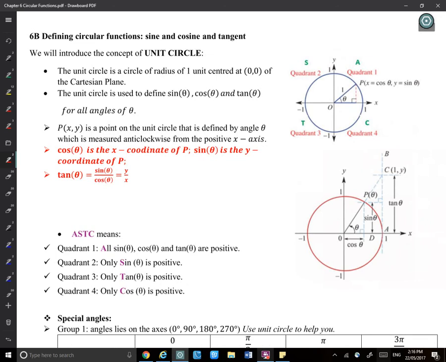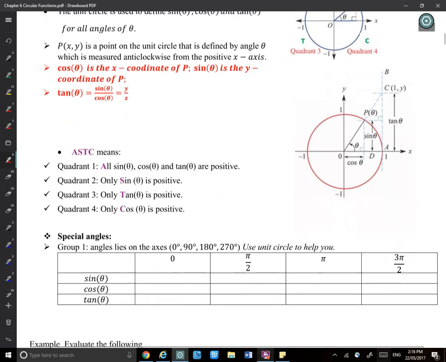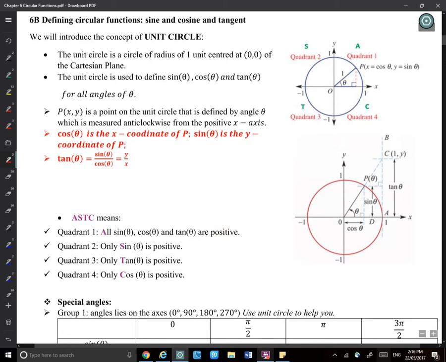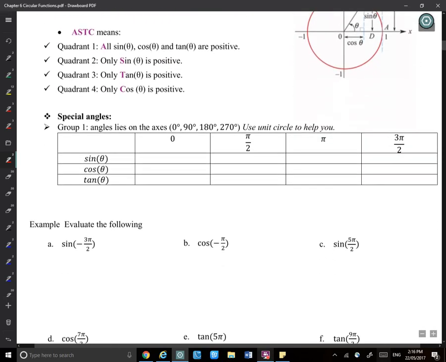Let's have a look at the next one. Next, we introduce the unit circle and I will go through everything with you. The intersection has an x value and a y value. The x value is the cosine value, the y value is the sine value, and the tangent is the sine over the cos value. Okay, so we have the CAST, C-A-S-T value. And we have the definition of special angles.